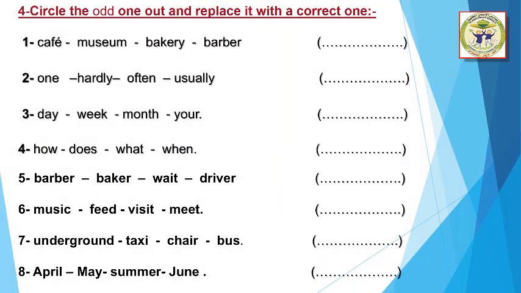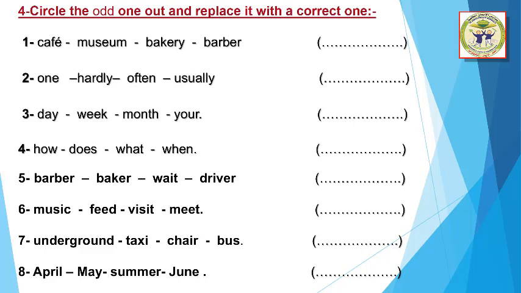Question number 4, circle the odd one out and replace it with a correct one. In this question, I'll ask you to read these words carefully and try to put a circle on the odd word or the word that is different and replace it with another word that goes with the rest.